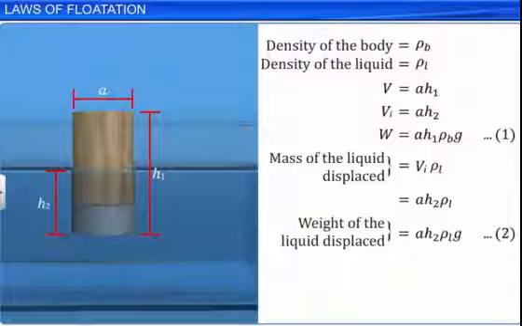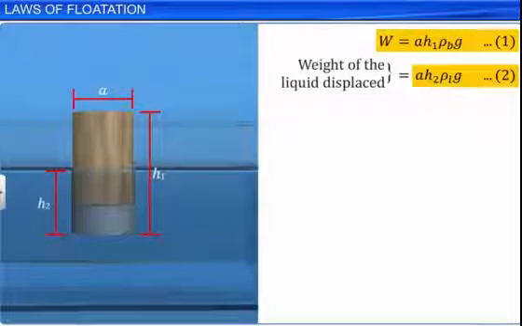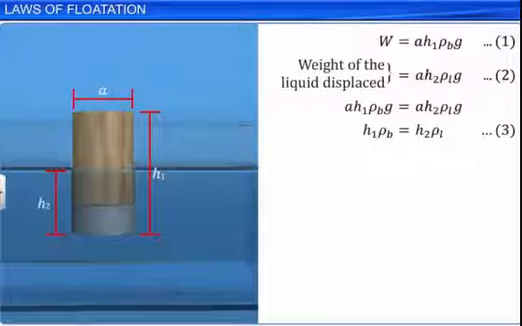However, according to the laws of flotation, for a floating body, the weight of a body is equal to the weight of the liquid displaced. From equations 1 and 2, we can write that A H1 rho b g is equal to A H2 rho L g. This can also be written as H1 rho b is equal to H2 rho L. In terms of volumes, this equation can be written as V rho b is equal to V_I rho L.